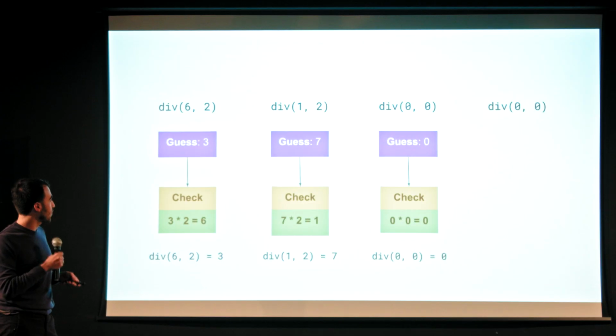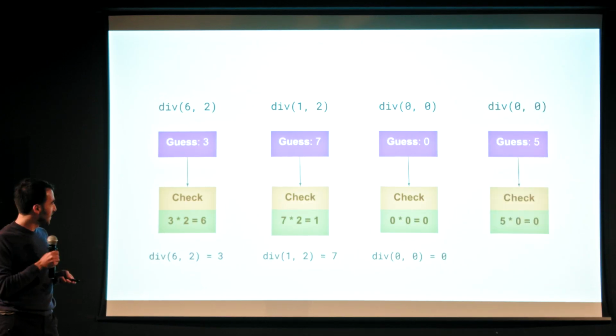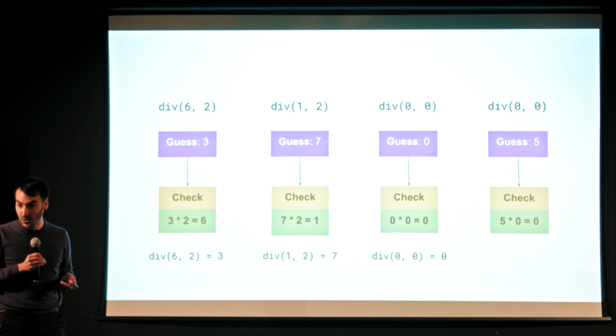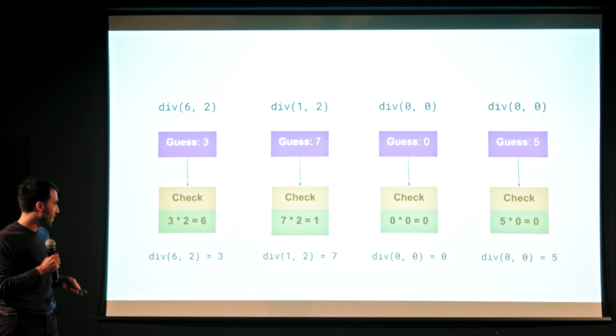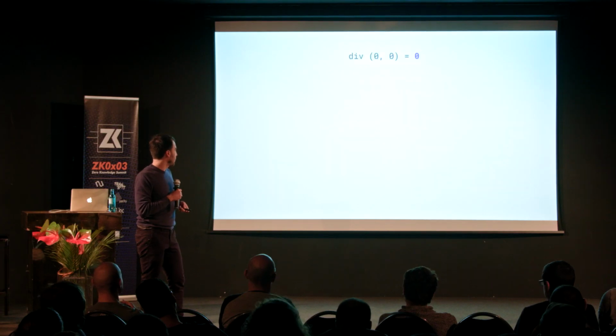Oh, what about dividing 0 by 0? Well, I don't know, maybe it's 5. Let me check. Oh yeah, 5 times 0, it's 0. So I guess dividing 0 by 0 is 5. So dividing 0 by 0 is 0. Dividing 0 by 0 is 5.